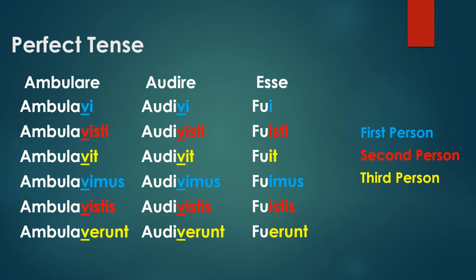We come again to esse, and here we have the verb conjugated in the perfect tense, and it goes as follows: fui, fuisti, fuit, fuimus, fuistis, fuerunt. And the endings for verbs in the perfect tense more generally go as follows: i, isti, it, imus, istis, erunt.